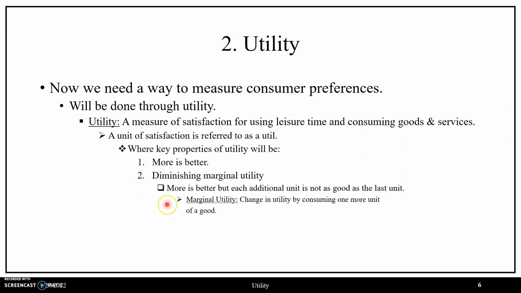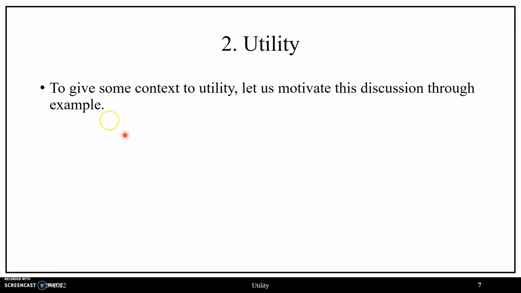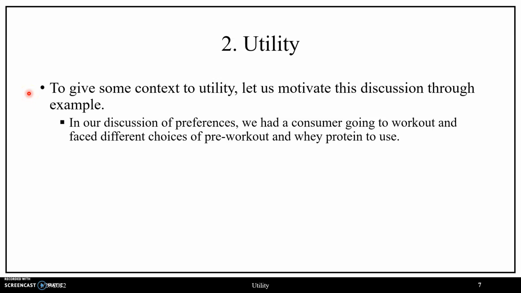Or in terms of marginal utility, this is going to be the change in utility by consuming one more unit of a good, and we can think about this as the slope of the utility function, that is the rate of change of utility. So then, to give some context to utility, let us motivate this discussion through an example.